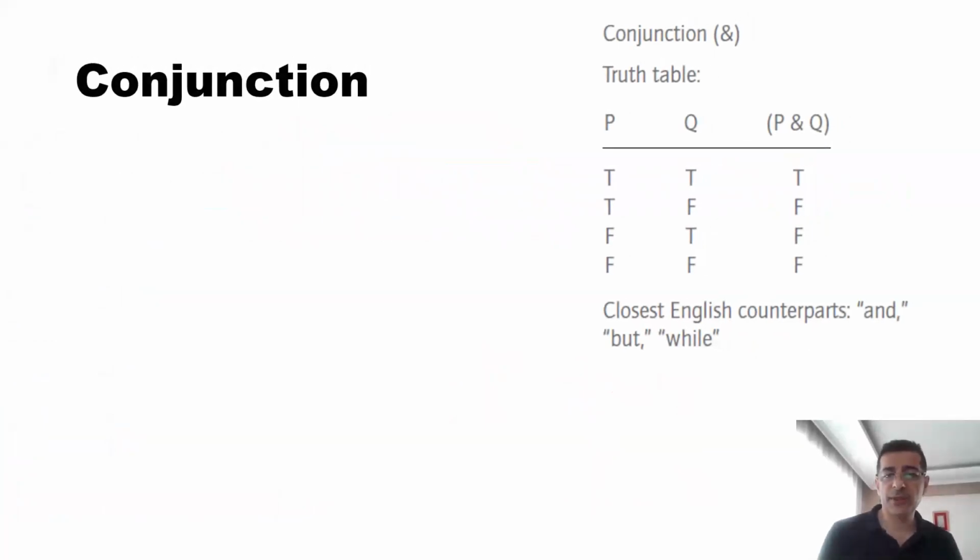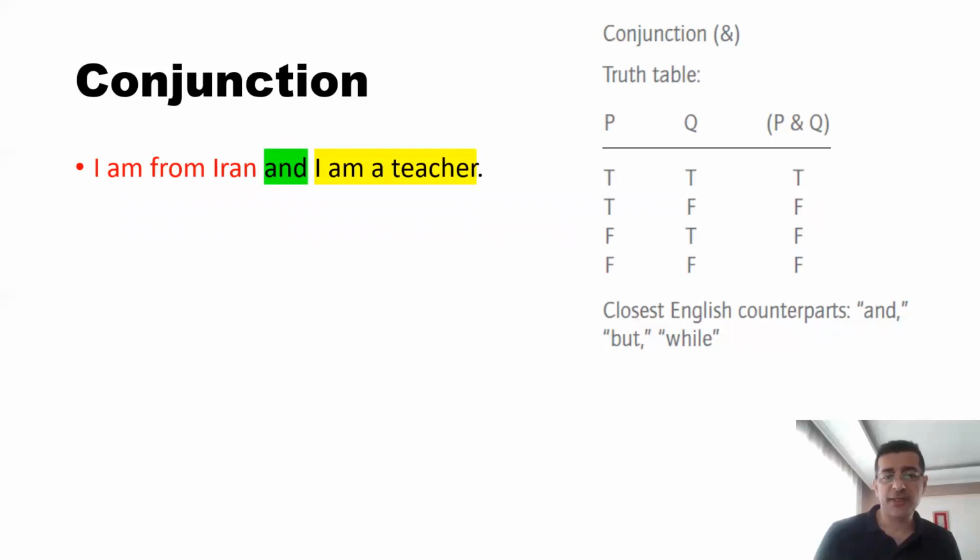Let's look at the next one, which is conjunction. So this is our next operator. A conjunction is something like P and Q. So we have 2 propositions. One is P, one is Q. Is that right? So remember, we used the ampersand to refer to this, right? If I say I'm from Iran and I'm a teacher, let's say I'm from Iran is my P, and I'm a teacher is my Q, okay? And then here we have the operator and, right? The operator and.